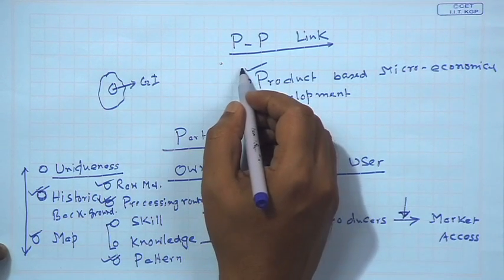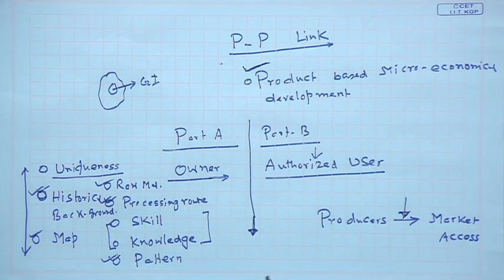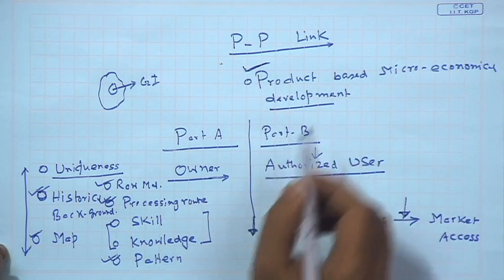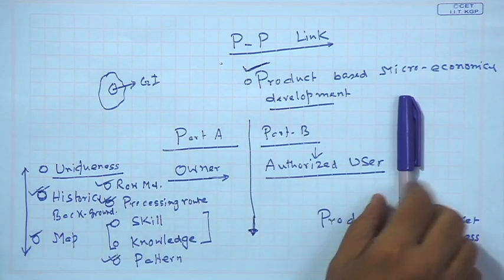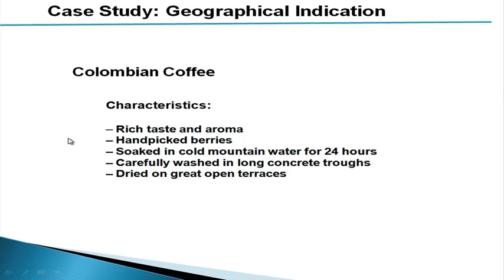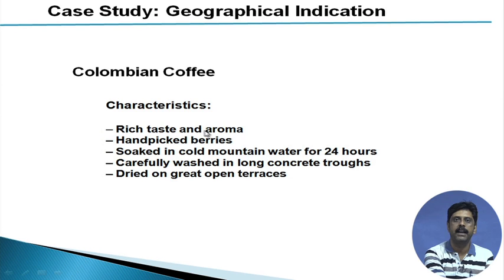So, I told you in the beginning of the class about product based micro economic development, and I will give you a few case studies of how the GI has been used as a potential economic tool for European countries and China also. Just like I have given a case called Colombian coffee. Then I told you the uniqueness with reference to characteristics: they have considered the rich taste and a particular aroma.